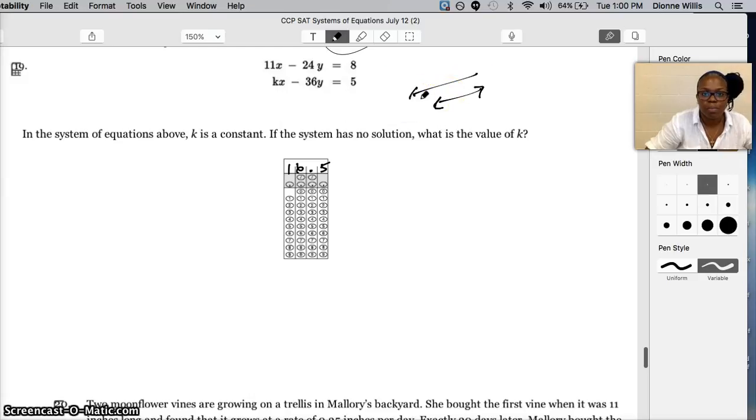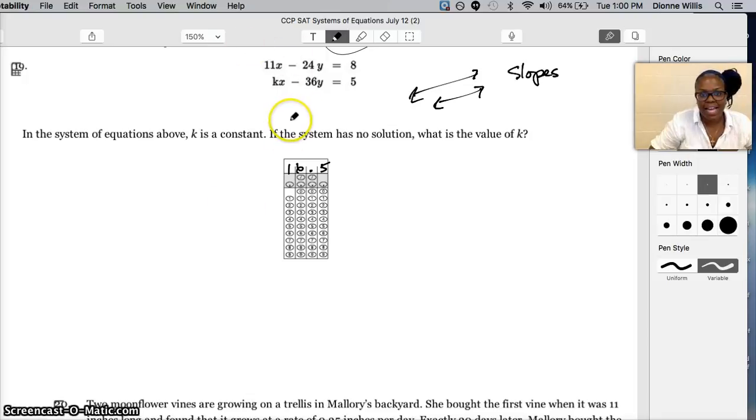We know that lines are parallel when the slopes are the same, but the y-intercepts aren't. If the slope and the y-intercept were both the same, then we'd be talking about the same line, which is not parallel, and that would be infinitely many solutions. So in order to have no solutions, I need the same slope, but I need them to be parallel but not have the same y-intercept.